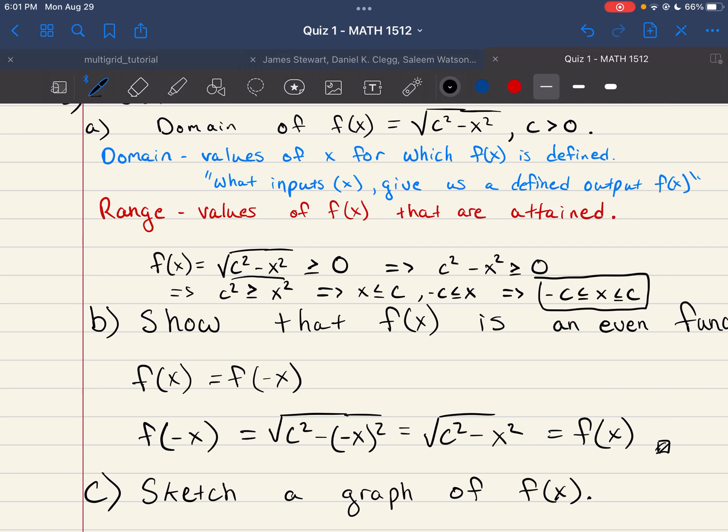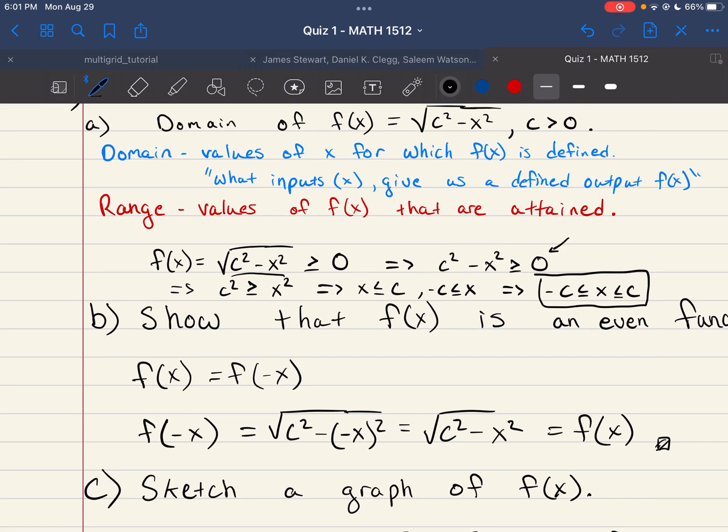We could also see that by starting here: subtracting, we have negative c squared is less than or equal to negative x squared. Then we could take the square root of that, and given that x is greater than or equal to negative c, and we do the same thing there. So the domain is that x has got to be between negative c and positive c.